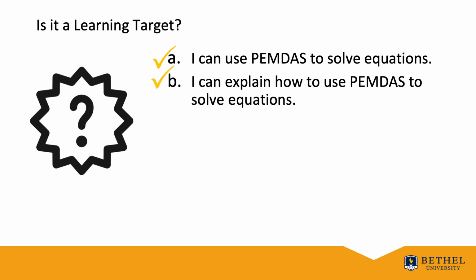Both are well-written learning targets, and both have very different measures, right? A measures if students can actually use PEMDAS, and B measures if students are able to explain it. As the teacher, you would need to decide which was more important to you. Maybe students should have to do both.